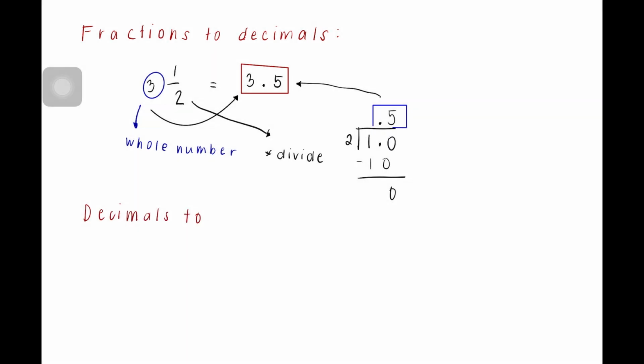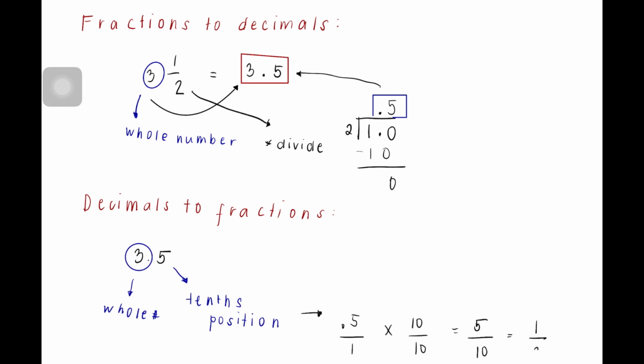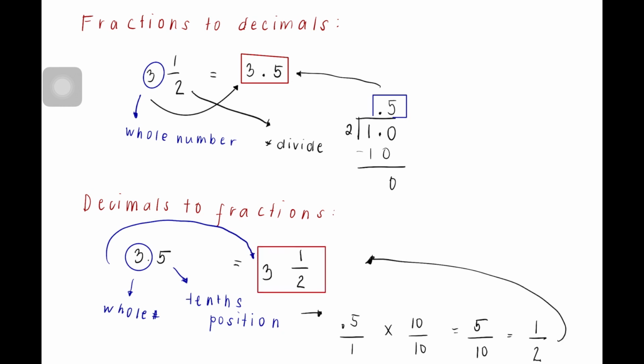Vice versa, decimals to fractions, we have our decimal 3.5, wherein 3 is a whole number and 5 is in the tenths position. So since it's in the tenths position, we multiply it by 10 over 10, and we get 5 over 10. Simplifying it, we now have 1/2. So the decimal 3.5 is equal to 3 1/2.